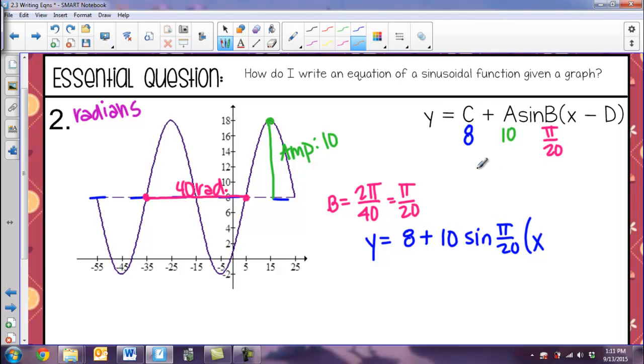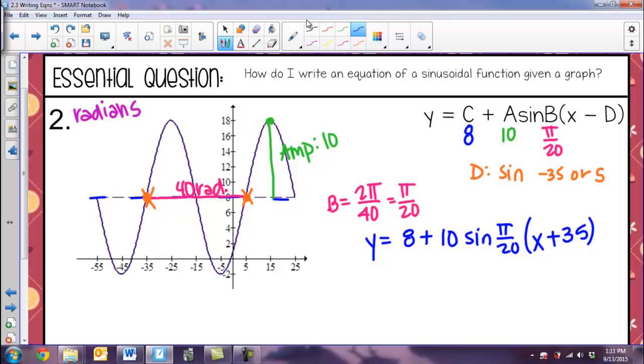So if I'm writing this as sine, then I need to find a starting point where it starts at a middle and goes up. So this would be a great starting point right here. So I could have that D is negative 35. Or if I look over here, it goes also at positive 5. So when I write my equation, I could write x plus 35, or I could have written x minus 5. Okay, so both of those are 100% correct.